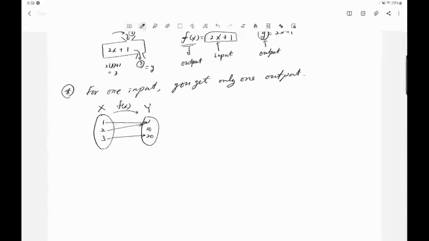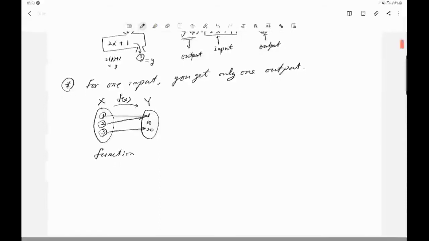This is a function because, look at this. One is an input, and this one input goes to one output, right? So 1 has one output, and the value 2 has one output. No matter what the value is, it has only one output. Even 3 has only one output. So this is a function.